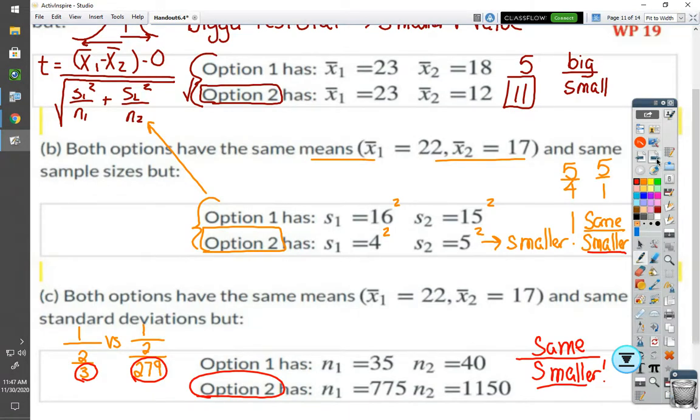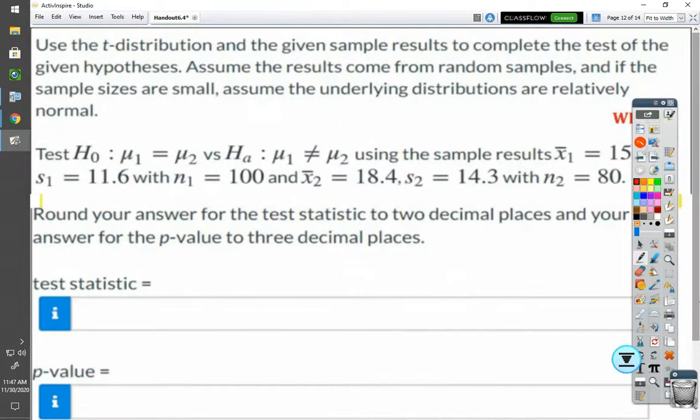This takes a little bit of going over and working with, but you have to be conscious of how a fraction physically works. Use the t-distribution and the given results to complete the test of the given hypothesis. So we're going to go through the whole hypothesis here. Assume the results come from random samples, and if the sample sizes are small, assume the underlying distributions are relatively normal. So we get to assume all conditions have been met, is what we say.